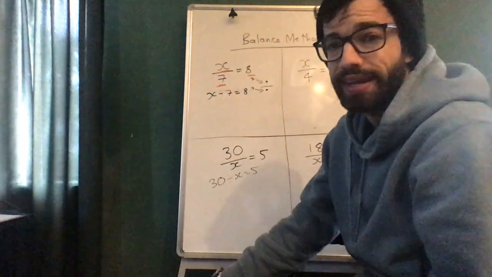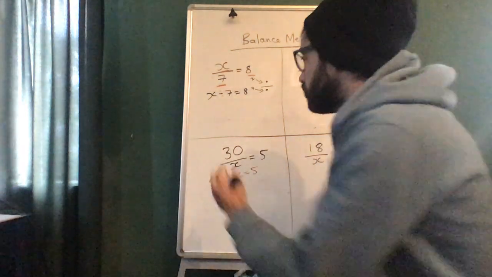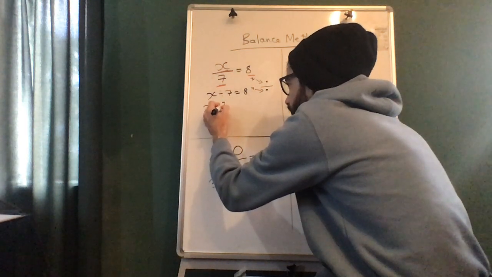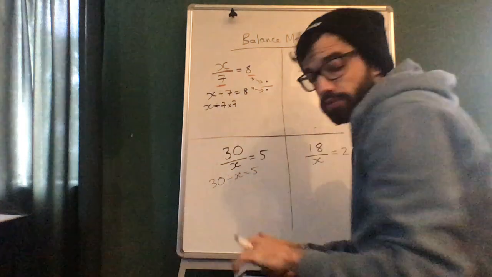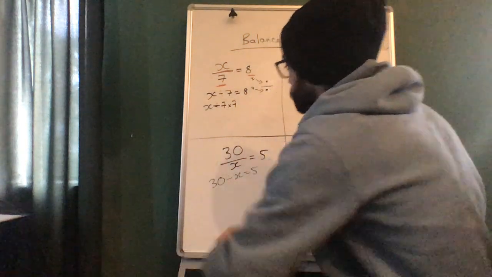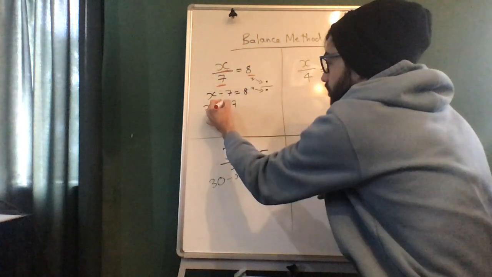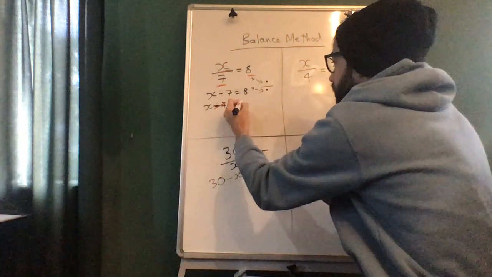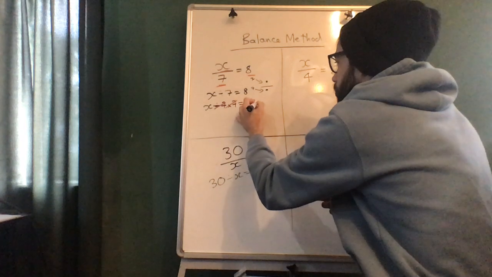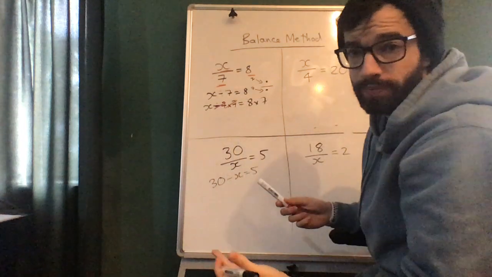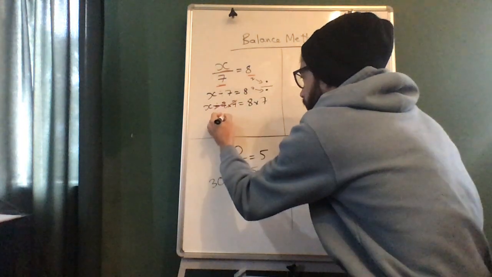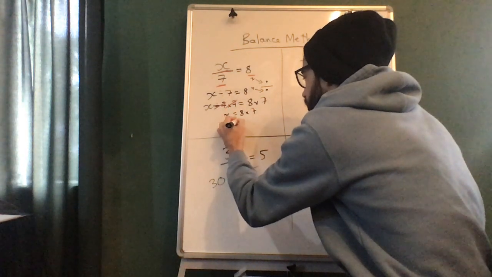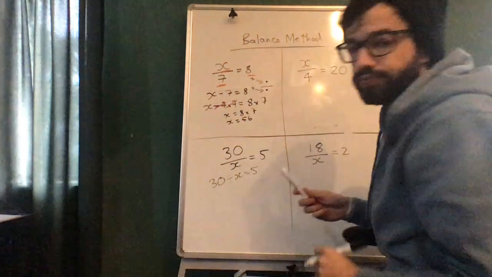We want to always get x by itself, and that will tell us what x equals. So x divided by 7 times 7. We know to do that because it will cancel each other out. So we're left with just x equals 8 times 7. What you do to one side, you have to do the other side. So x equals 8 times 7, x equals 56.